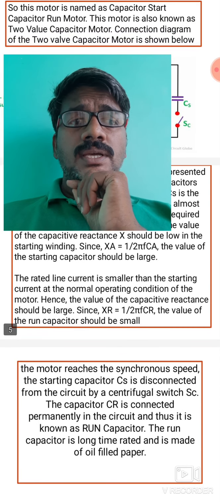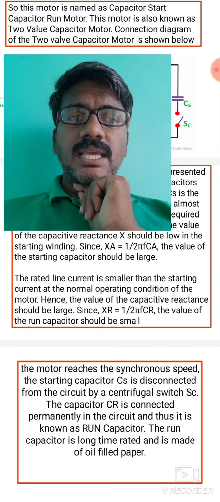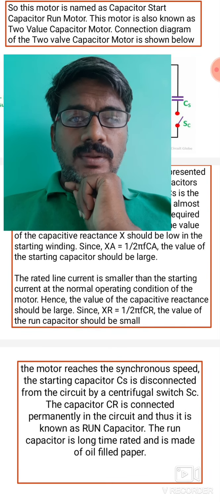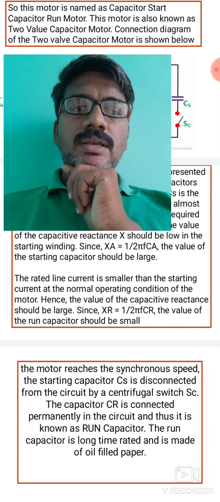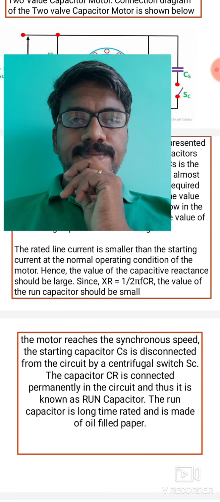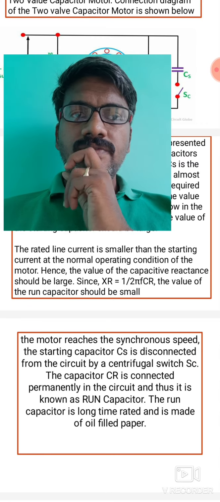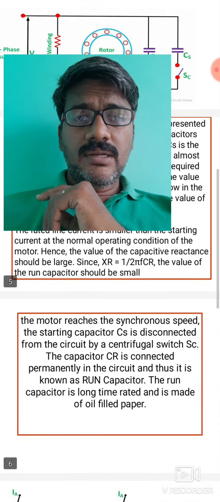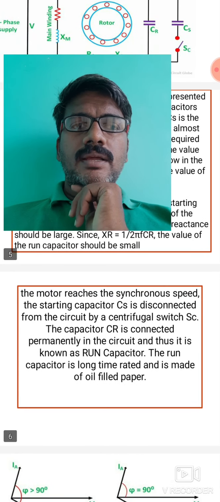So that's why the running capacitor CR value must be very small. If the value is very small, XR will be very high, so it is inductive in nature. Then we get normal rotating torque under running condition.